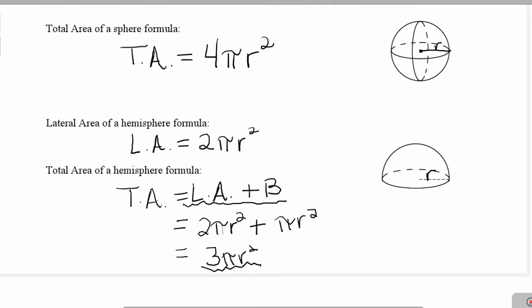So now that you have all these different formulas, I want you to try to apply them to the examples on the back of your notes. After you've tried them, go ahead and move on to the next video to check your answers to see how you did.